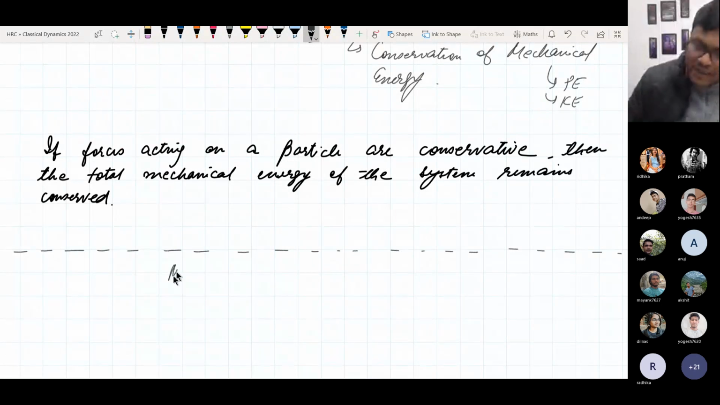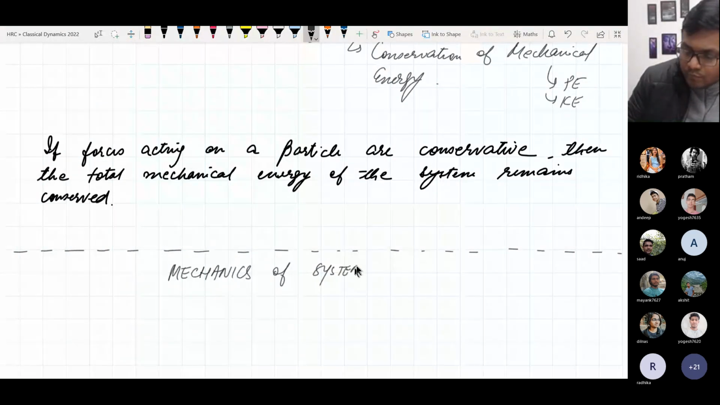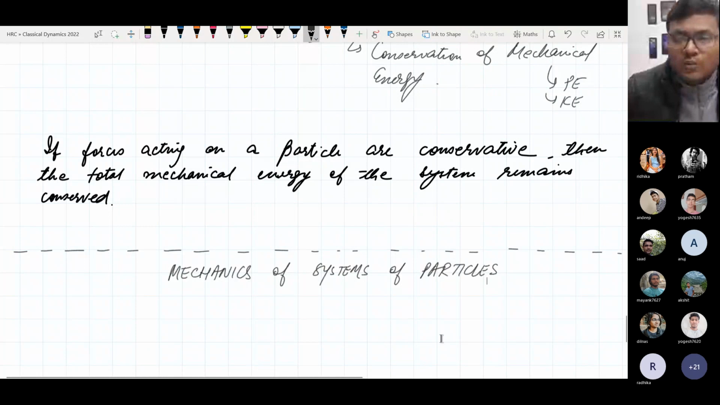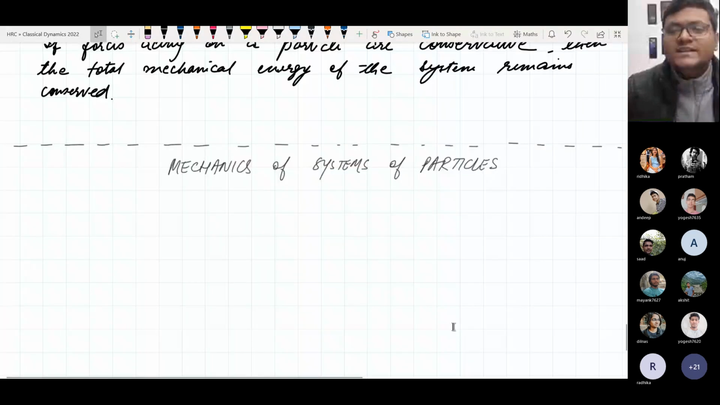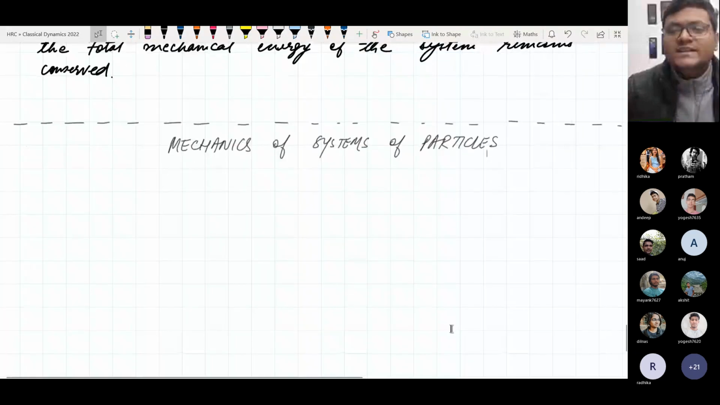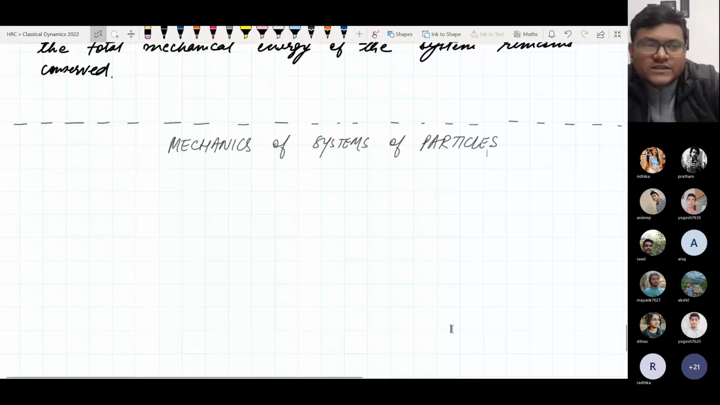So let us talk about the mechanics of systems of particles. Okay, so till now we were only discussing a point mass particle. Point mass particle का मतलब क्या होता है? It's a theoretical particle that occupies no volume, no shape, no size, and occupies a fixed position in space. Okay, infinitesimally small, maybe massive.